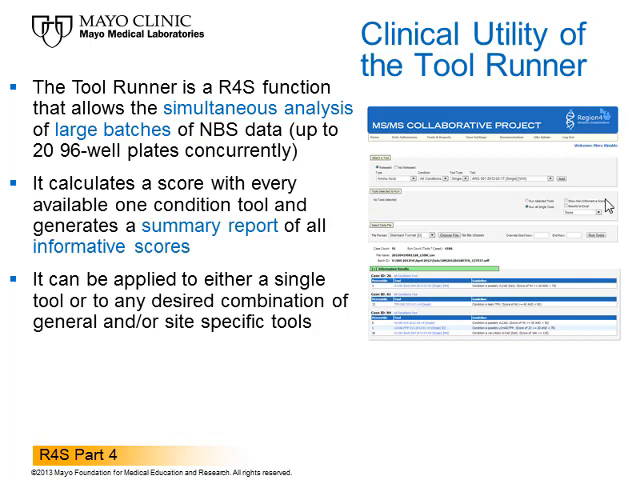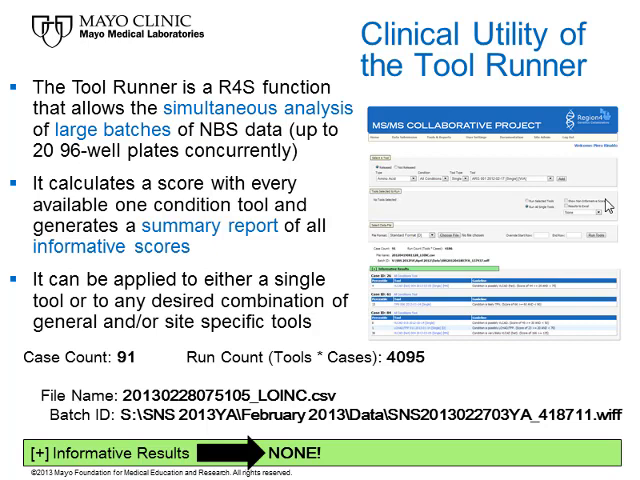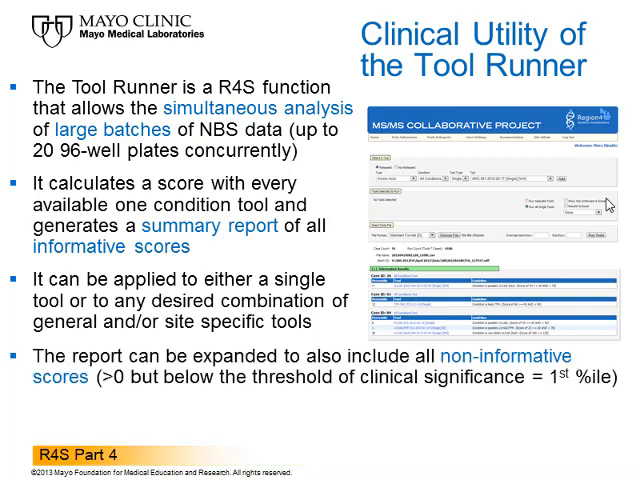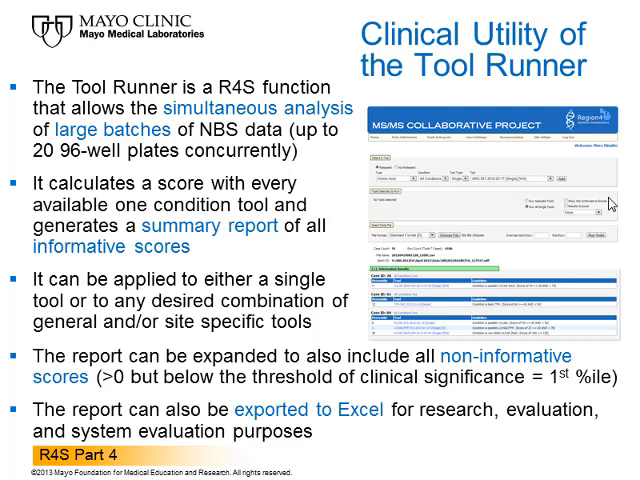In our experience, it is not uncommon to see reports like this one, where an entire plate could be resulted as negative when not a single one of the calculated 4,095 scores was informative. With the understanding that some users might not be completely comfortable with this type of outcome, it is possible to expand the report to include all scores that were anywhere above 0 but still below the threshold of clinical significance. Finally, the report of a tool runner can also be exported to Excel for documentation, research, quality assurance, and system evaluation purposes.